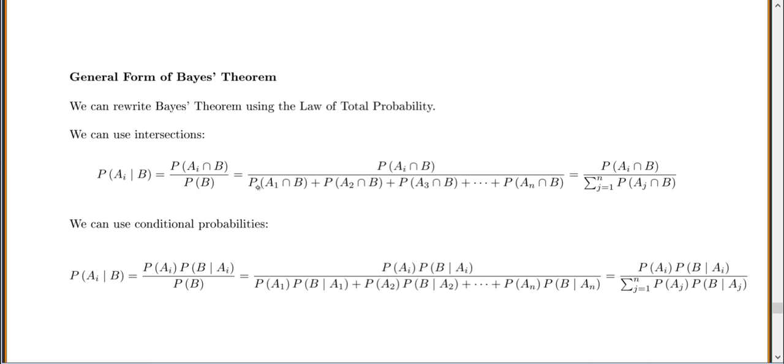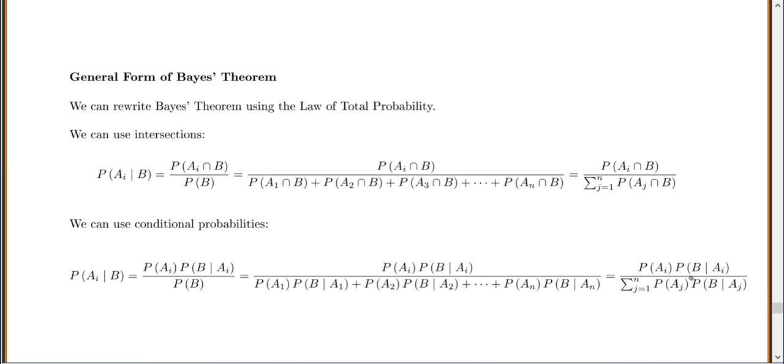And to find the probability of B, we had to do all of those intersections added together. Or if you're doing conditional probabilities, you do A_i times the probability of B given A_i, because that's the same thing as the intersection of A_i and B. And the probability of B is you had to add all of those together.